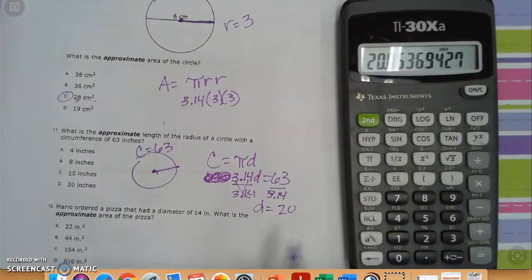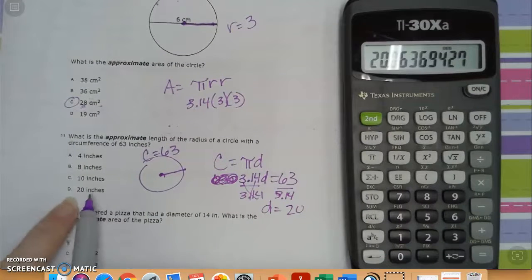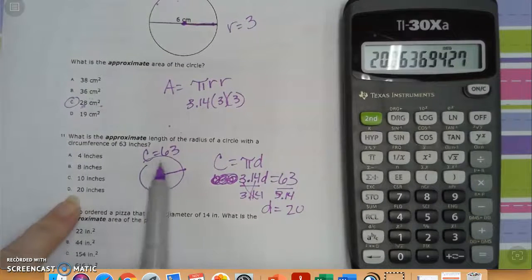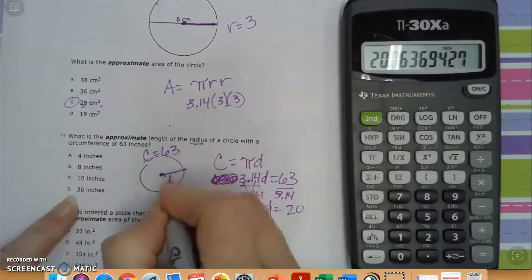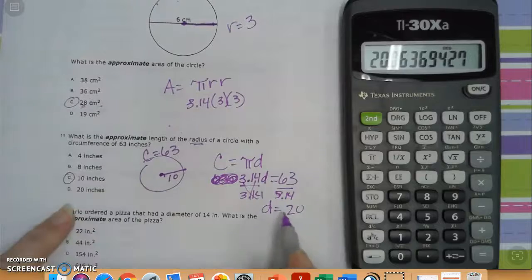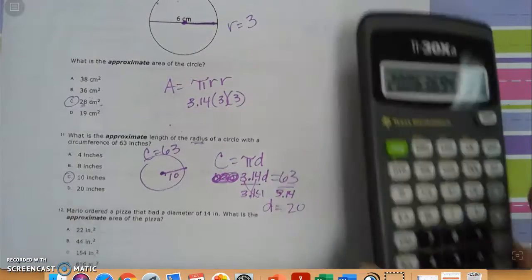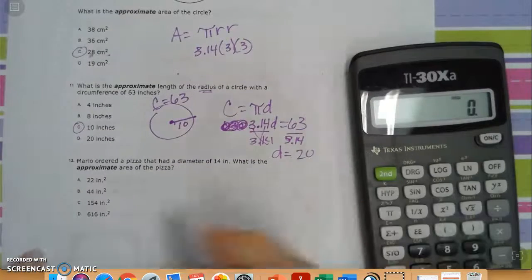So a lot of people would be quick to put 20, which means you know what you were doing, but you just didn't read carefully because it says we need the radius. Remember, diameter goes all the way across, so the radius is just going to be 10 because we divide that by 2.